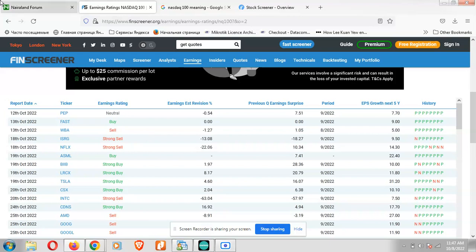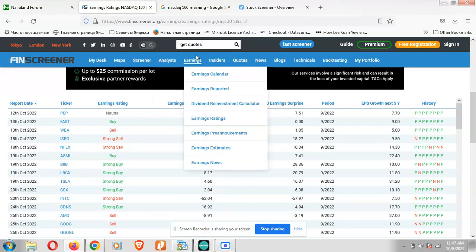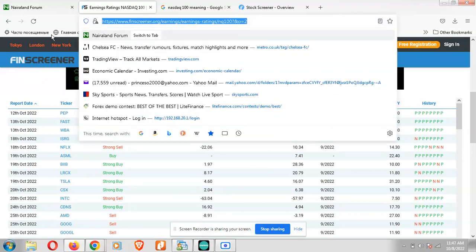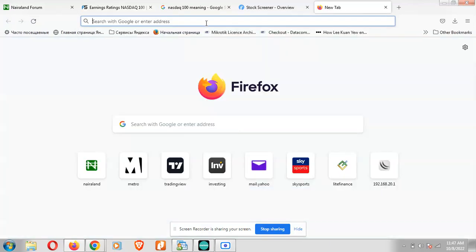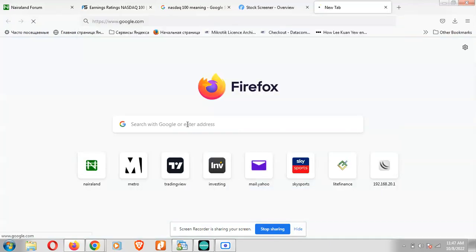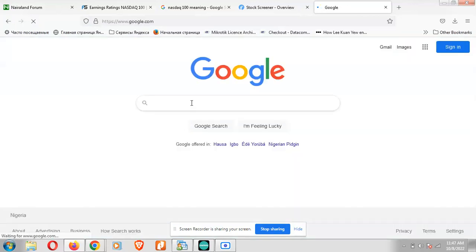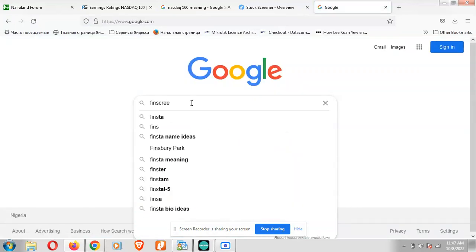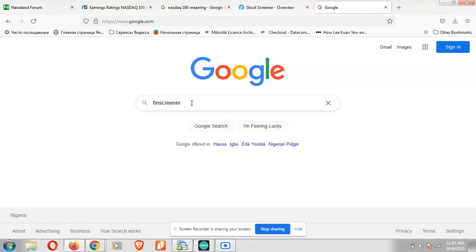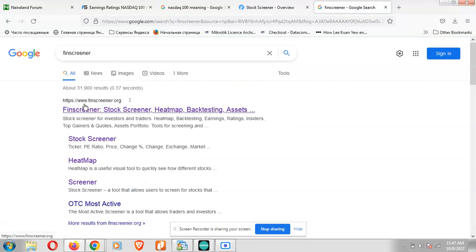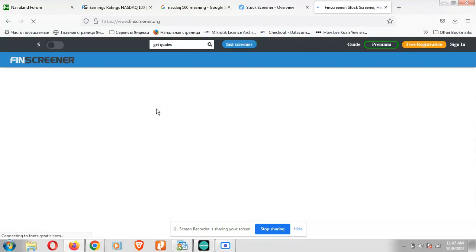Now let's dive into it. Here is Fin Screener from my pointer. You can see Fin Screener. Remember, we know how to get here, those of us who watch the video. But if you don't know how to do that, please go to Google, then just type Fin Screener. It will get you to www.finscreener.org: Fin Screener, stock screener, heat map, backtesting asset. So I click on it, and it will bring you to the full page.